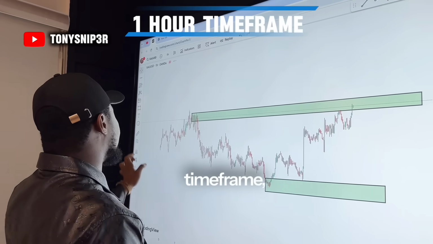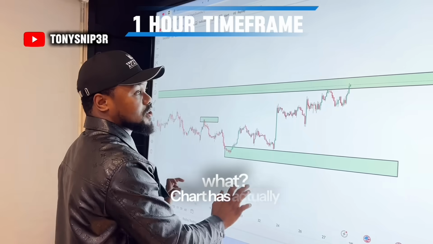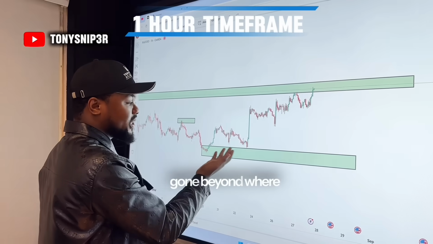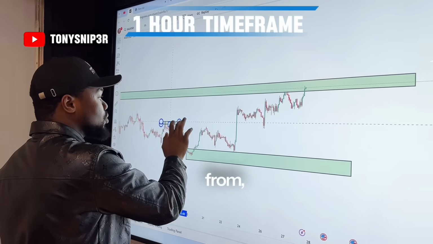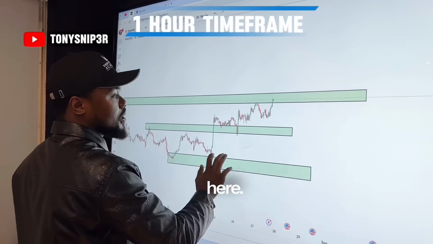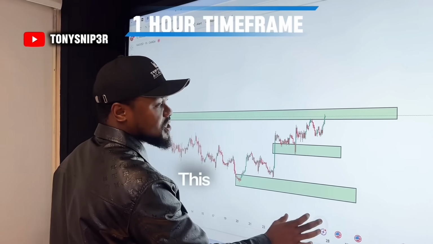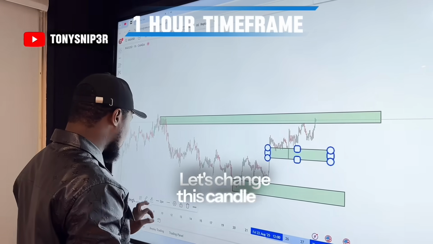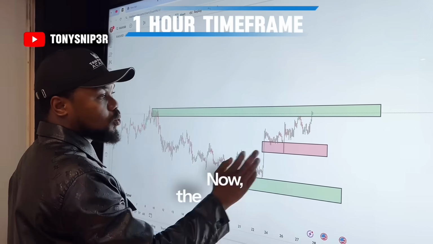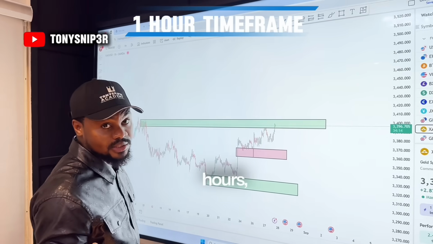Now, on our 1 hour time frame, we can clearly see that the chart has actually gone beyond where the last buy started from, which is our key level, right? So now we're moving to this point here. We can actually move this here. We're moving to this point. This is where we want to pay attention, right? Let's change this candle to red. Now the 1 hour key level is red, while the both green candle are from our 4 hours, right?